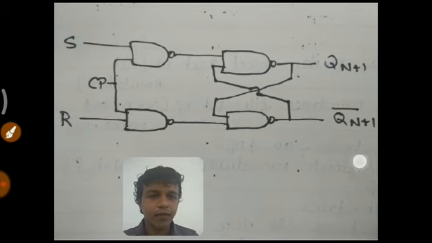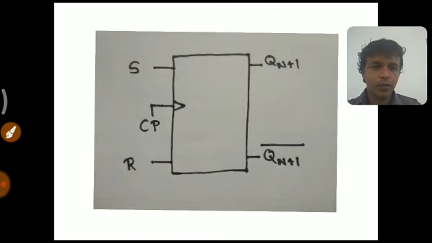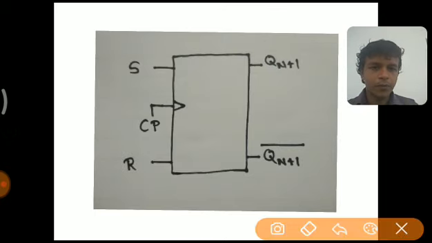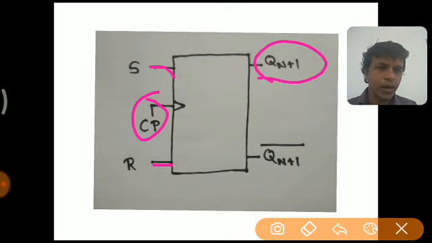This is regarding the SR flip-flop, and this was its symbolic representation. There are 5 pins: S, R, and clock pulse are the inputs, at the input side, and on the output side we have Q of n plus 1 and its complement, Q of n plus 1 bar. So this is regarding the SR flip-flop.